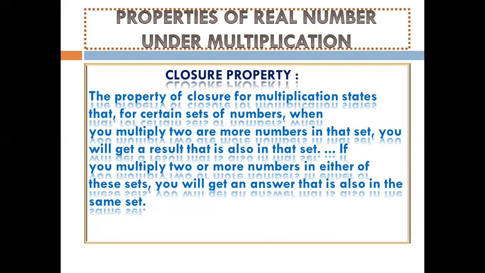Closure property: if we have two numbers and we multiply them, and the answer is in the same set, then we say these numbers hold the closure property with respect to multiplication. Suppose we multiply 2 and 3. They both are whole numbers. 2 multiplied by 3 is 6, and 6 is also a whole number. It means that the set of whole numbers holds the closure property with respect to multiplication.